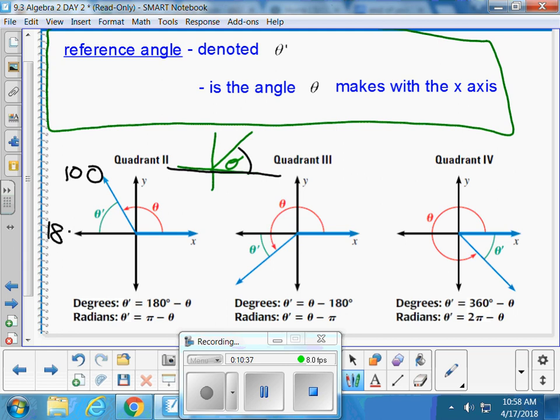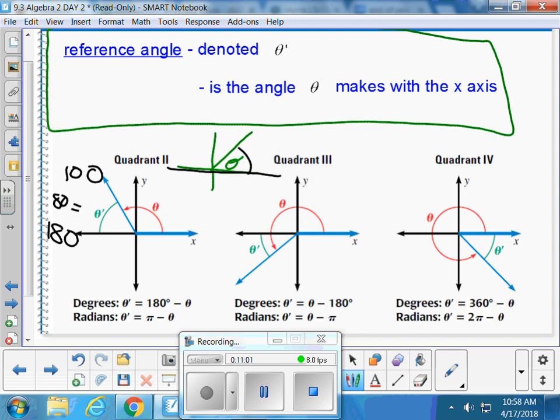But anyways, if your theta here is 100, you would be living up here about, right? Your theta prime is this angle in green. So what I do is I take the 180 and subtract off 100. So what would theta prime be? 80. Does that make sense? Yes. Let's try a quadrant 3 scenario.